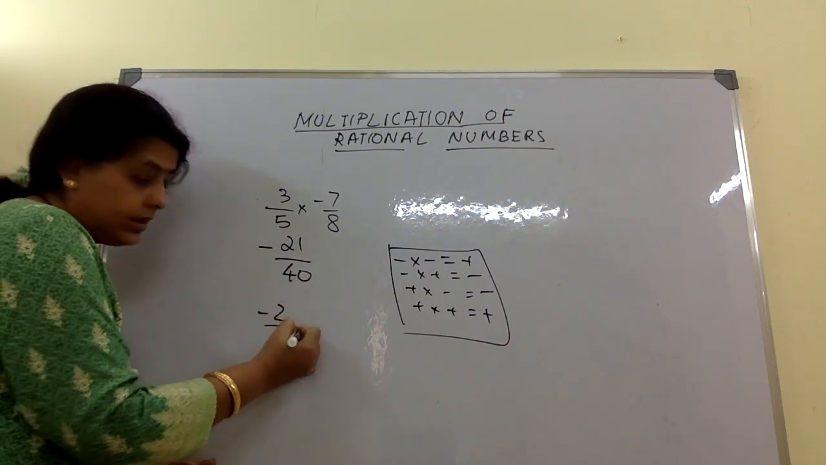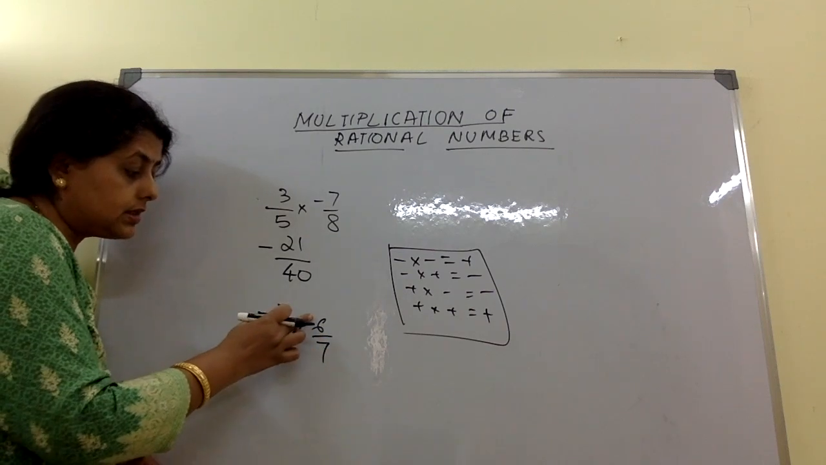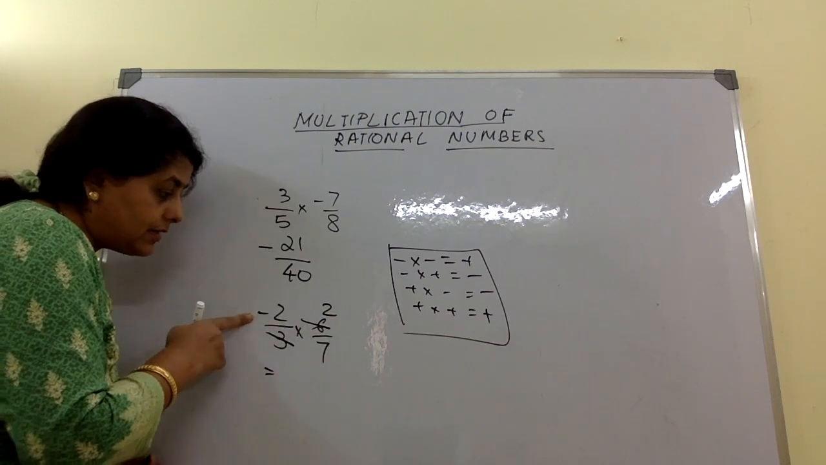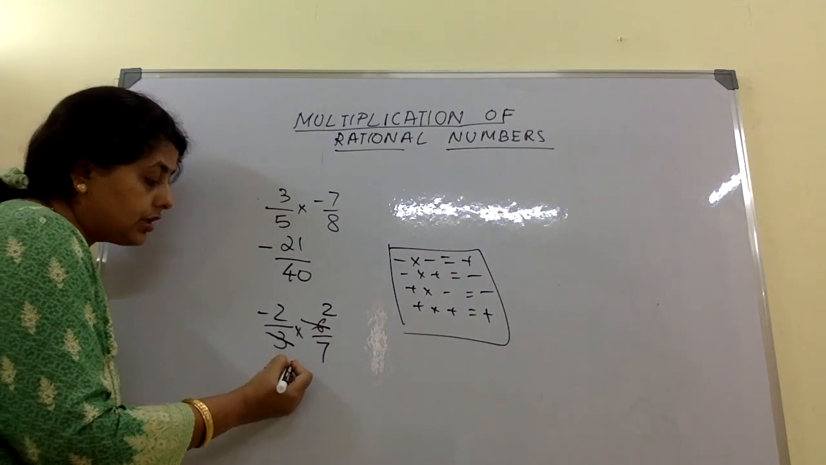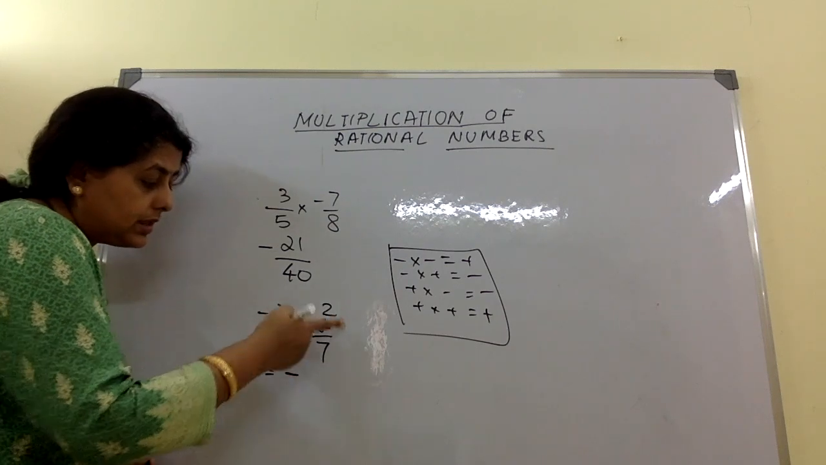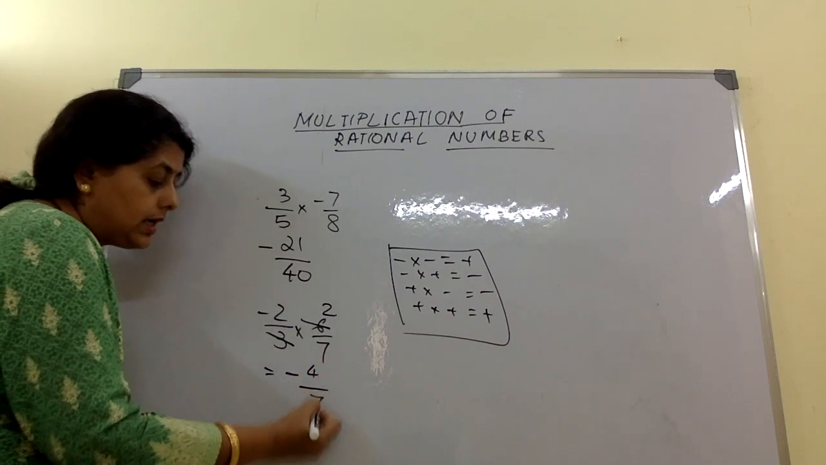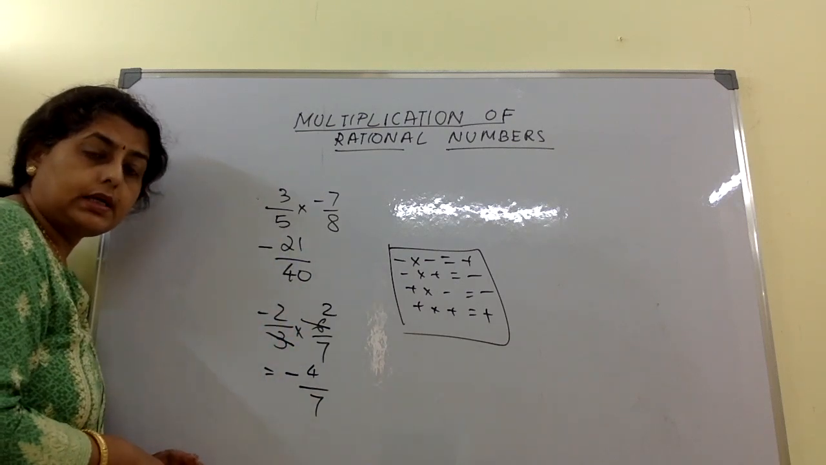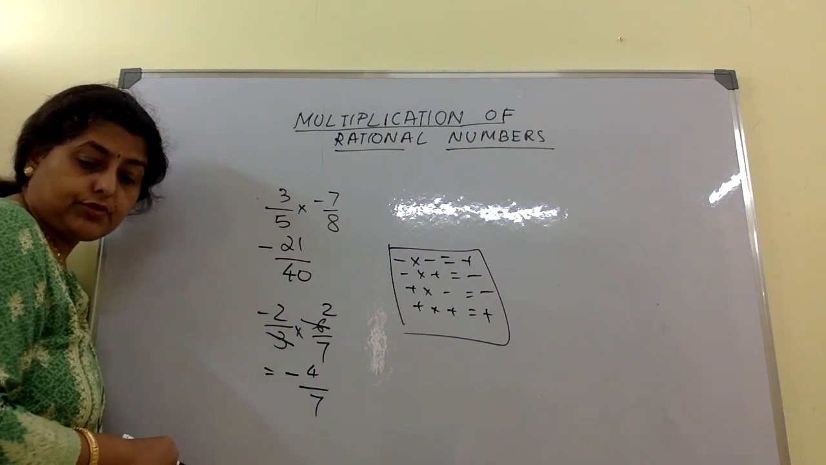Minus 2 by 3 into 6 by 7, same again. Okay, so here luckily the 6 and the 3 cancel, so with a 2. Minus with a plus. This rational number was minus, that was plus. So that makes it minus. Now nothing else is cancelling. No numerator and denominator is cancelling. 2 into 2, 4 and 7. Minus 4 by 7 is my answer. Okay, so this is how we multiply.